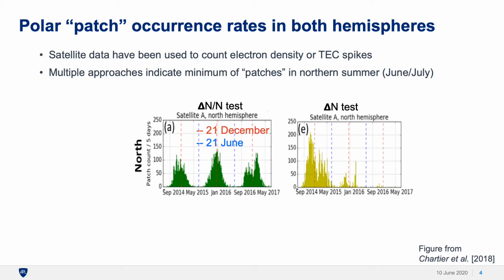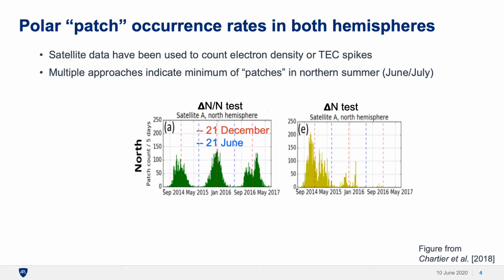Satellite data have been used to count electron density or TEC spikes to get polar cap patch occurrence rates in both hemispheres. Multiple different approaches have indicated minima in the northern hemisphere summer, including the two that I've shown here. So the delta n over n test requires that the spike is larger than some multiple of the background, usually more than double the background.